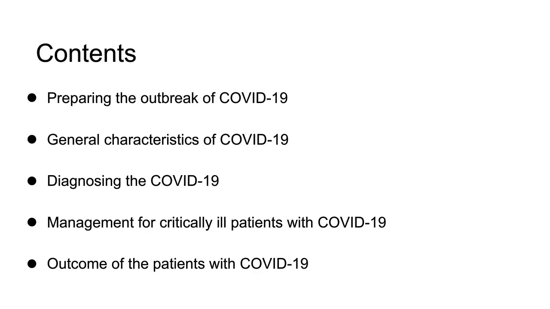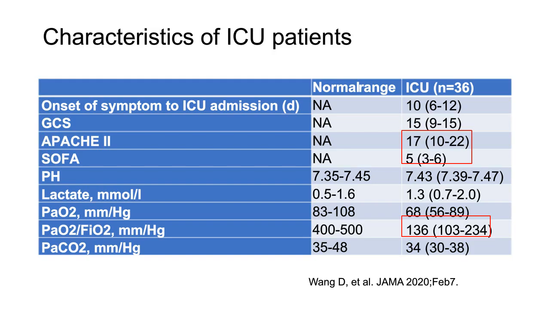Okay. Next, I will talk about how to manage the critically ill patients with COVID-19. So these are the features of the ICU patients in our database. You can see the average APACHE score and SOFA score are actually not high compared to other critically ill patients. The PF ratio is very, very low. It means almost all patients are complicated with severe ARDS.